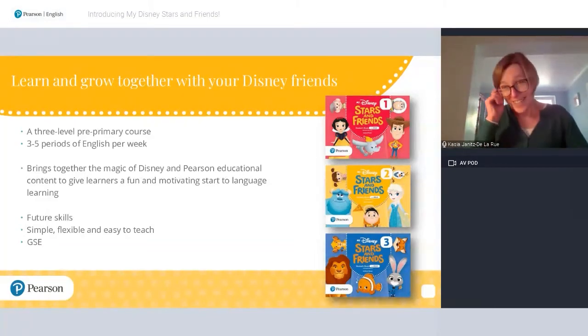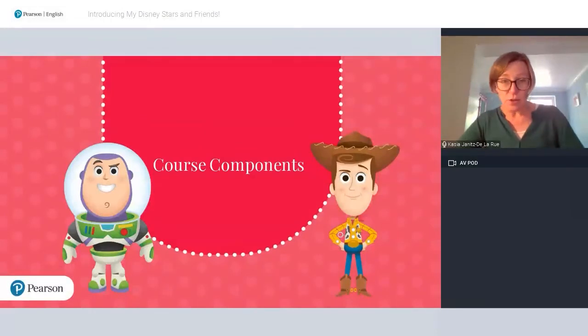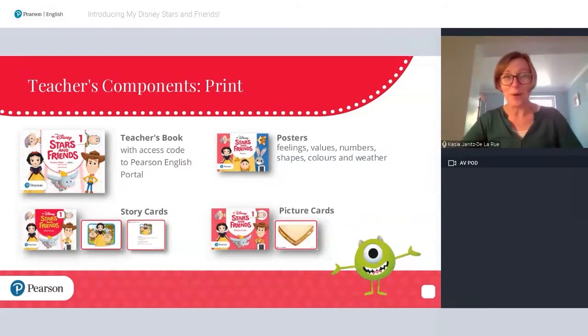And before I start telling you in greater detail about what this course looks like, I'll just talk to you briefly about the course components, starting from the teacher's components. What you can see here on this slide are print components for the teachers. And of course, we have the teacher's book. We also have posters, story cards, which have stories frame by frame, so you can go through the stories in circle time with your students. And also picture cards or flashcards with all the key vocabulary. The teacher's book also includes the access code to the Pearson English portal, where you have all the resources.